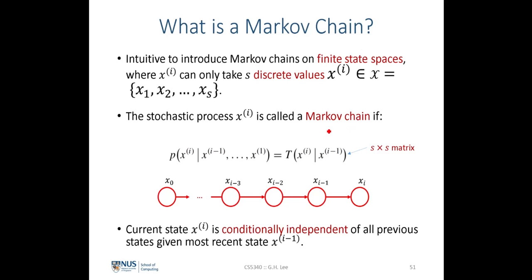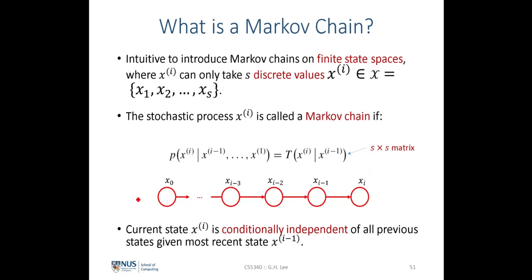We saw in the previous lecture that if the probability of the random variable, which we denote as xi, conditioned upon all the other random variables, is equal to the probability of xi conditioned upon the random variable in the previous time step, which we denote as xi minus 1 over here. So in this case, it would be an S by S matrix, as we have seen in the previous lecture, where all the rows will sum up to 1.